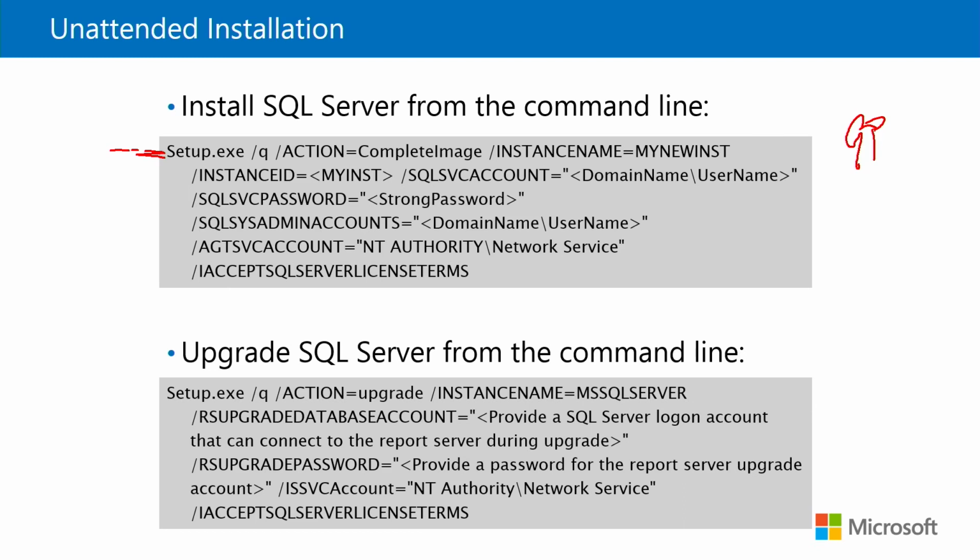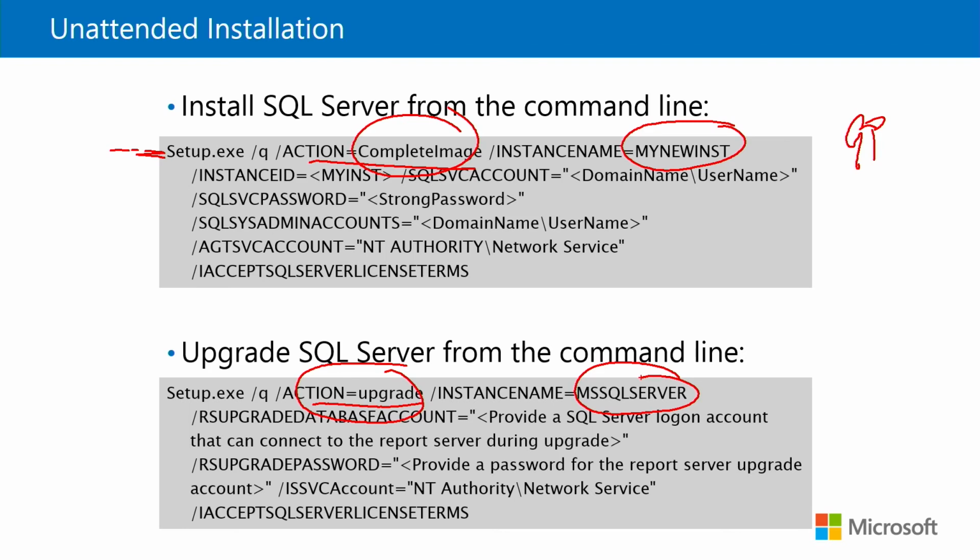These are two different examples of doing the setup. The only real difference between the two is this one has complete image, this one is an upgrade. So the action is different. This is going to be a full install with this complete image action. This is going to upgrade an existing instance. This is going to create a named instance called my new inst. This is going to upgrade the default instance. Remember, the default instance is by default called MS SQL Server.